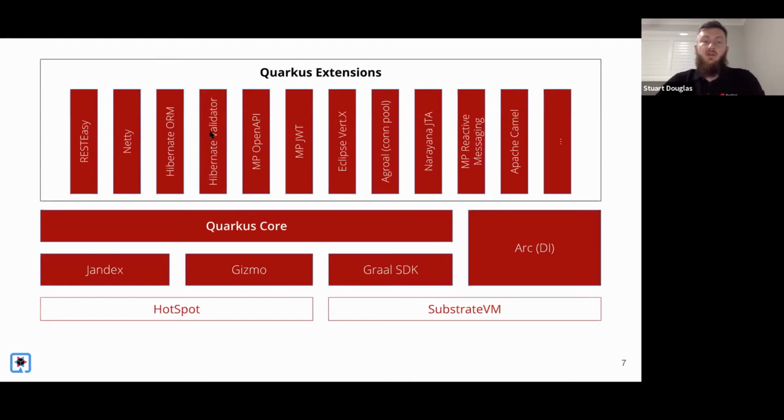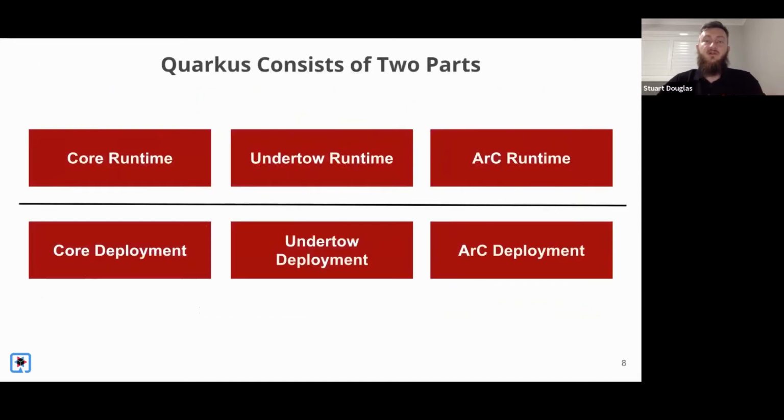But the real advantage is something that this diagram doesn't show, and that is that each of these extensions, and even Quarkus core itself, is actually two different parts. Say the Undertow extension consists of a runtime part and a deployment time part. Each extension, and even the core, has both a runtime part and a deployment part, and they do two very different things.